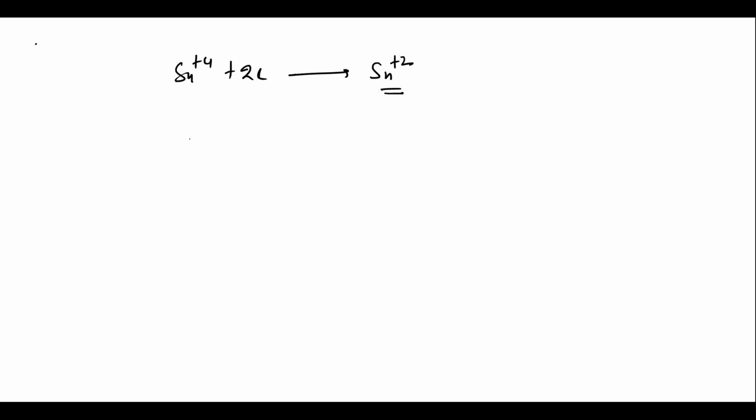Like if we are talking about carbon, if it is at 2 positive, then it will lose 2 more electrons and form carbon 4 positive.